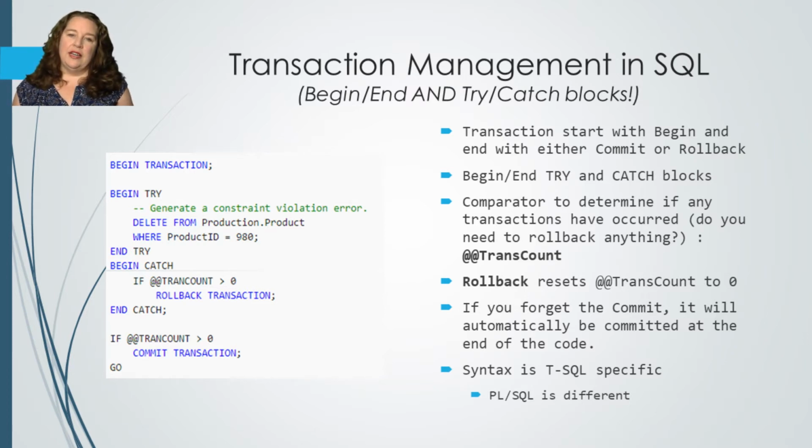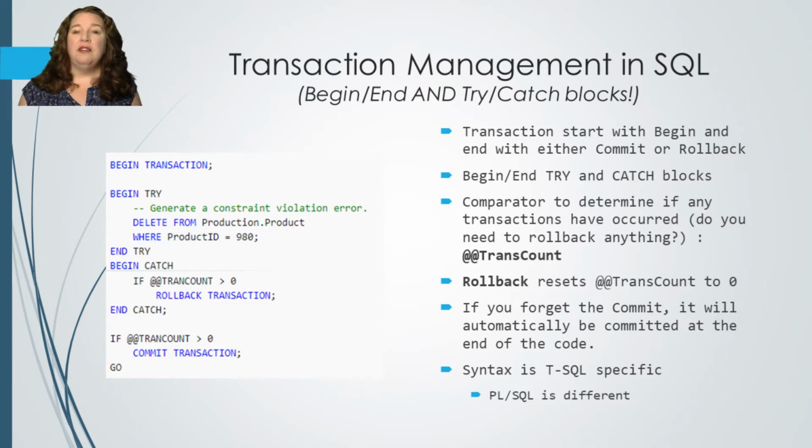In our catch, we like to do a comparator to say, if there are any transactions that are being held, waiting to be committed, then we want to roll back. So we can use the keyword @@TRANCOUNT, which is transaction count, how many counts of statements have been run by this point. Do we have to roll back anything? If it's 0, that means nothing has been done. There's nothing to roll back. We'll just stop. We're good.